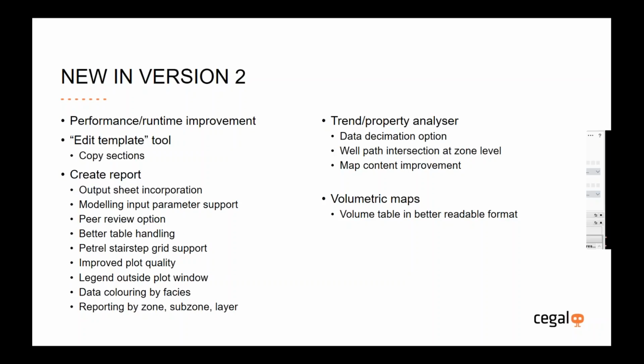The well path intersects now at the zone level you have displayed, and not at the top surface location as it was in version 1. As well, in the property and trend analyzer, you have the same options that you have in the create report, with a lot of improvements in the map content and other things. In the volumetric maps, there are not so many changes, except that the table is now in a better readable format, and the numbers look much more familiar than they did before.